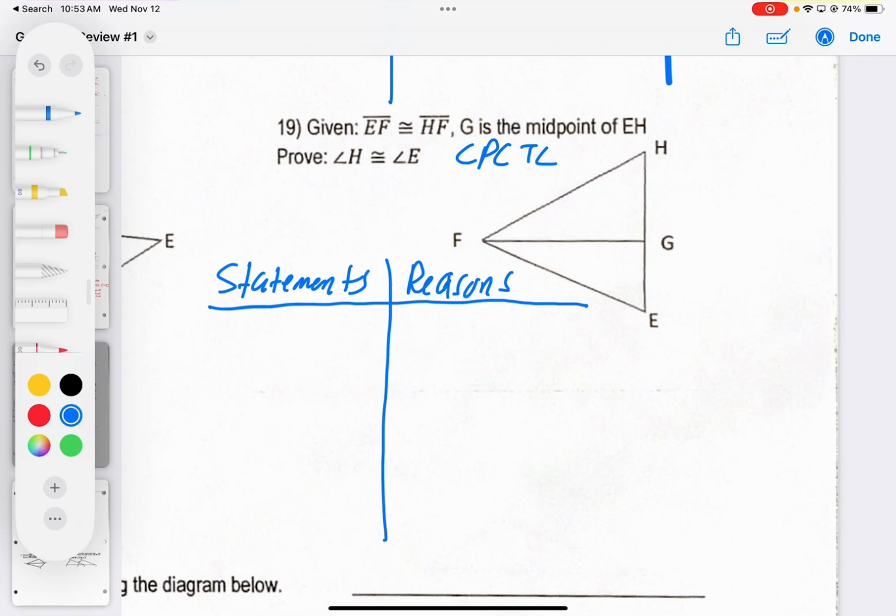Just gonna make myself at home. All right, so we gotta list our givens. This is not comfortable. EF congruent to HF, comma, G is midpoint of EH. I didn't leave myself enough room. Just made it worse by not giving myself enough room. Given.